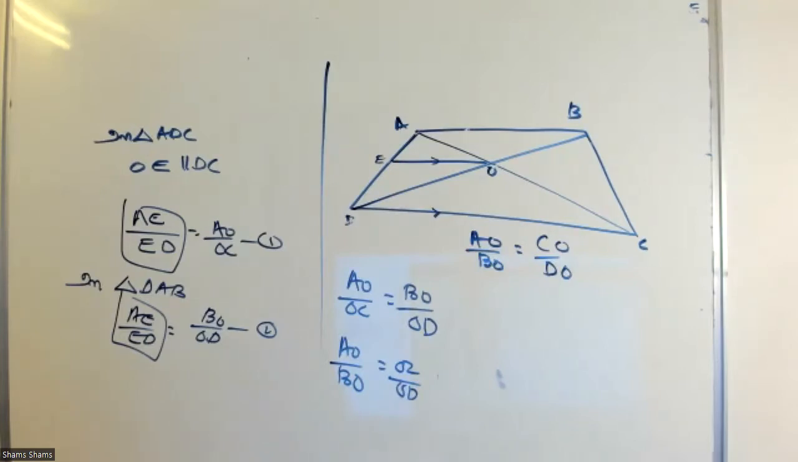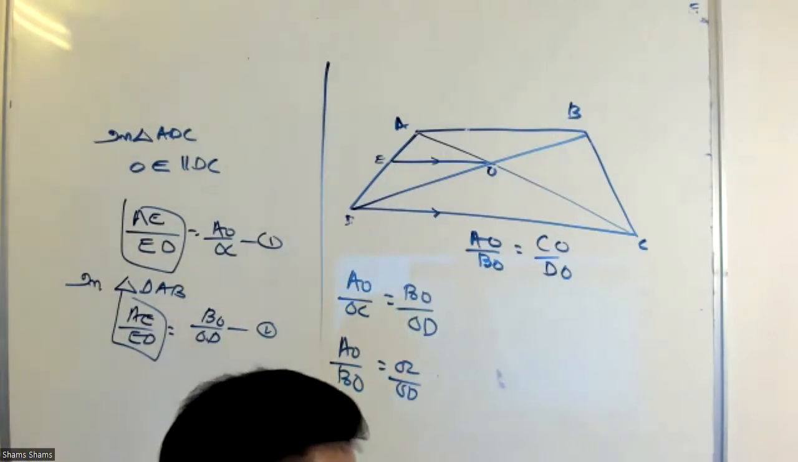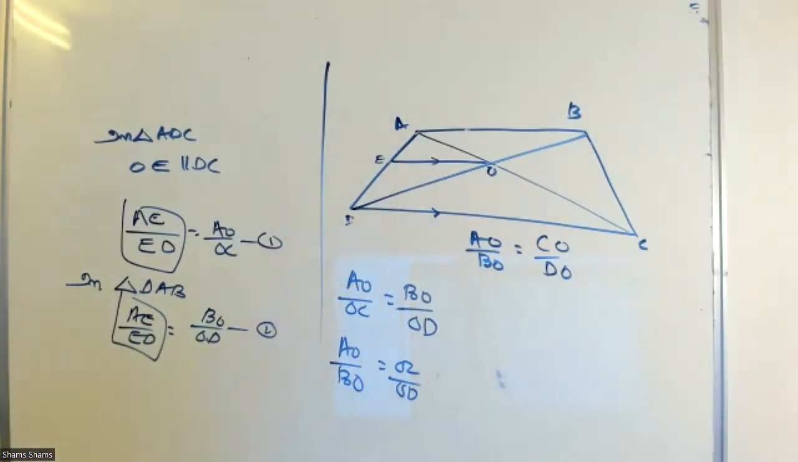After that, in triangle ADC, OE parallel to DC. Then by the basic proportionality theorem, AE by ED equal to AO by OC. Call it number one.